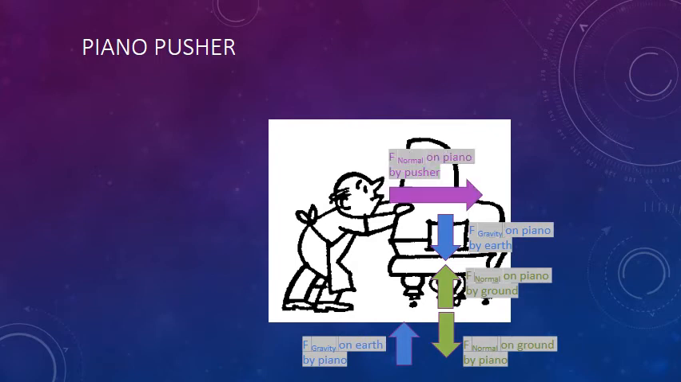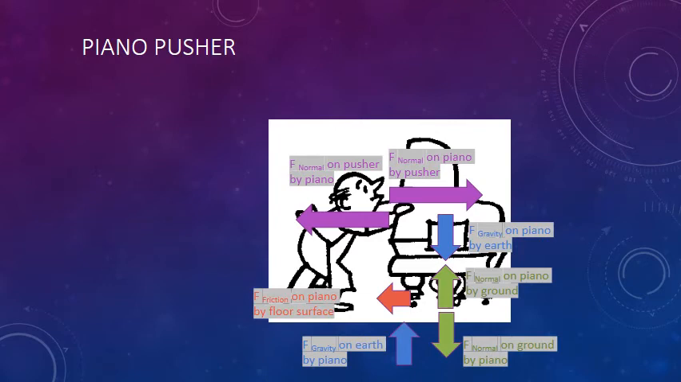There's another normal force on the piano to the right, and this is caused by the person pushing the piano. He's making contact with the piano, so we have a normal force on the piano to the right by the pusher. But there's a normal force on the pusher back to the left, so the pusher's hands are feeling the force of the piano back in the other direction.